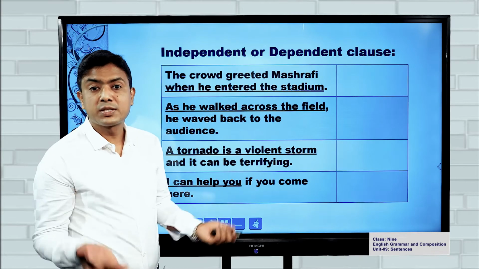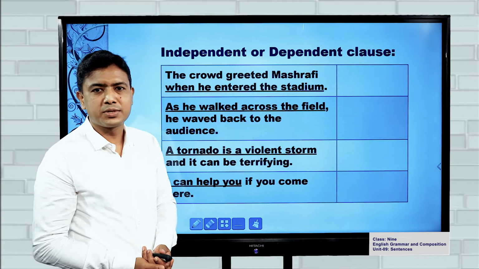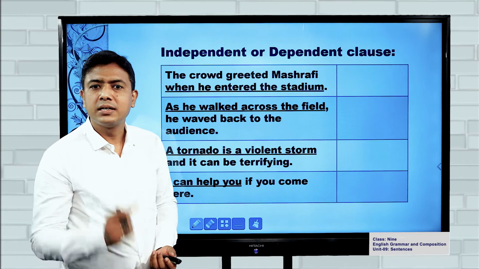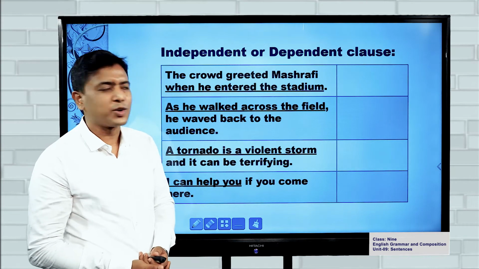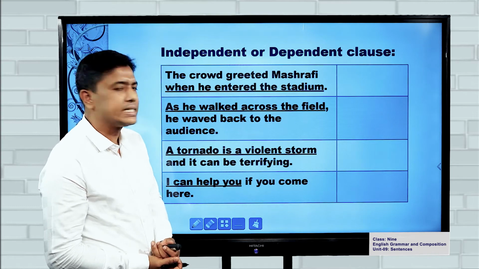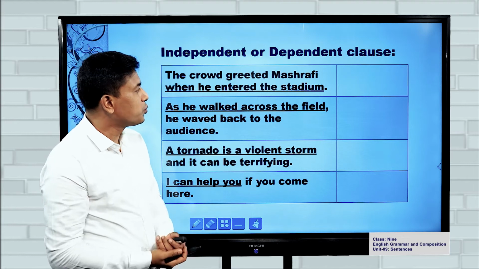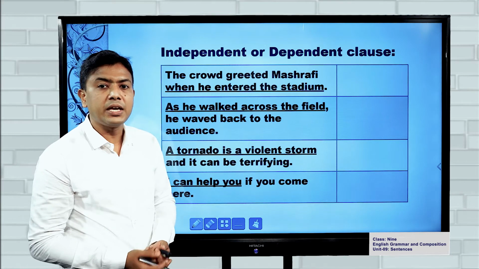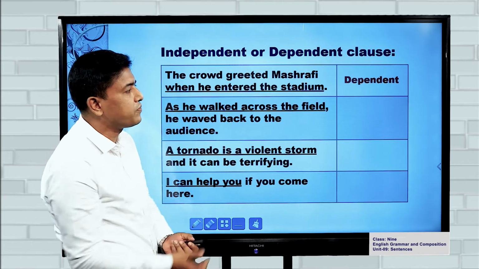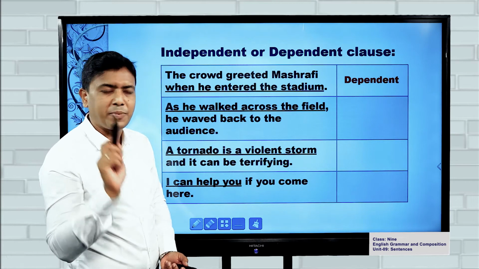Now, dear students, let us participate in another activity, where we are going to find out whether the underlined parts on the left side are dependent clauses or independent clauses. The first one, the crowd greeted Bashrafi when he entered the stadium. Let us read this underlined part one more time. When he entered the stadium, it doesn't give any sense. It doesn't give any complete thought. Therefore, it is definitely a dependent clause. It is dependent on the first clause, which is independent.